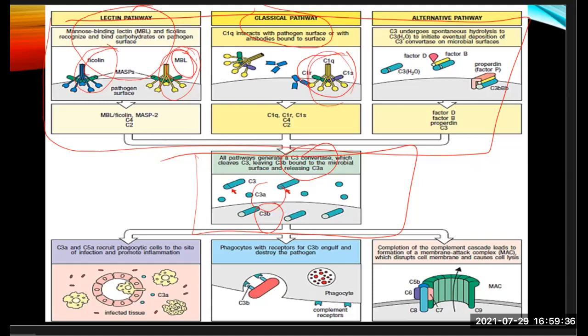We have the three pathways: classical, alternative, and the lectin pathway. I was talking previously about the triggers for activation of each pathway. So let's start again. We have the pathogen recognition mechanisms and how they recognize pathogens.